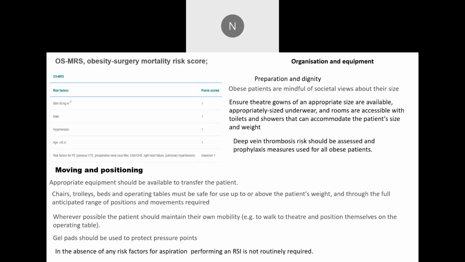And in the absence of any risk for aspiration, performing an RSI is not routinely required. This is the point that you have to keep in mind. This is the current recommendation.